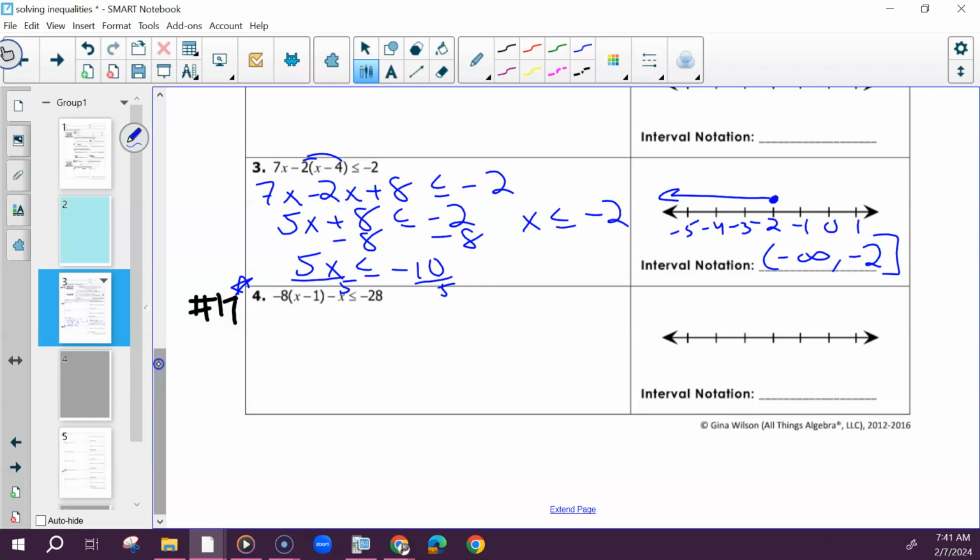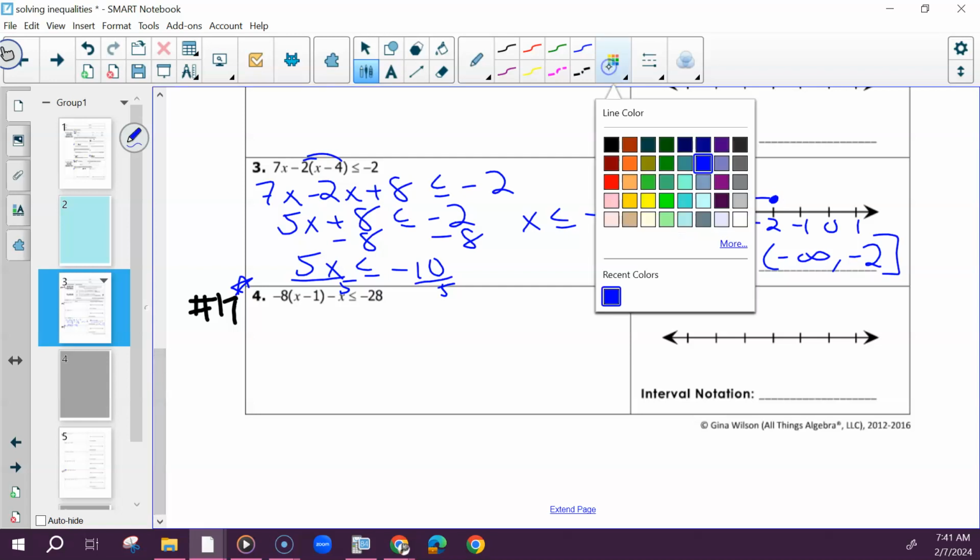So one side should be like a parenthesis and the other one should be a bracket? That depends on the problem, but for this specific problem, yes. Other questions on that one? Okay. For number 4, let's go ahead and solve that one.